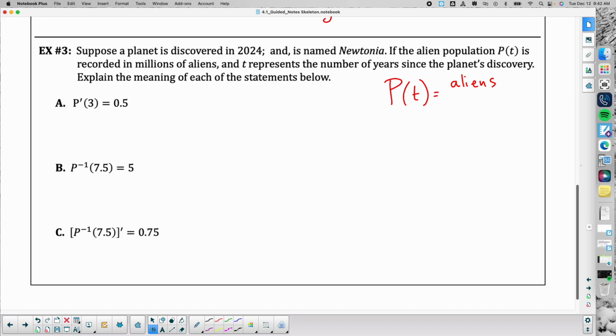So for this one, 0.5 means we're going to have 0.5 aliens. Like million, I don't know, did we say millions? Yes. Yep. 0.5 million aliens per year since discovery.